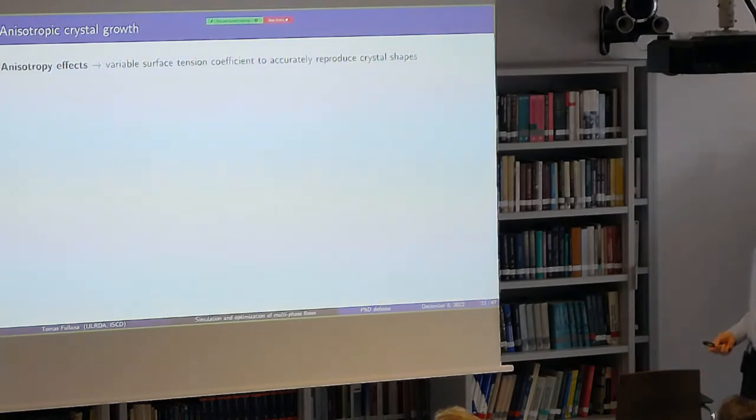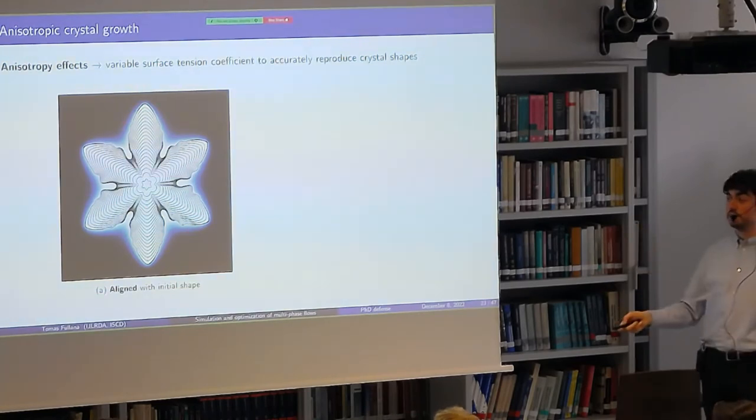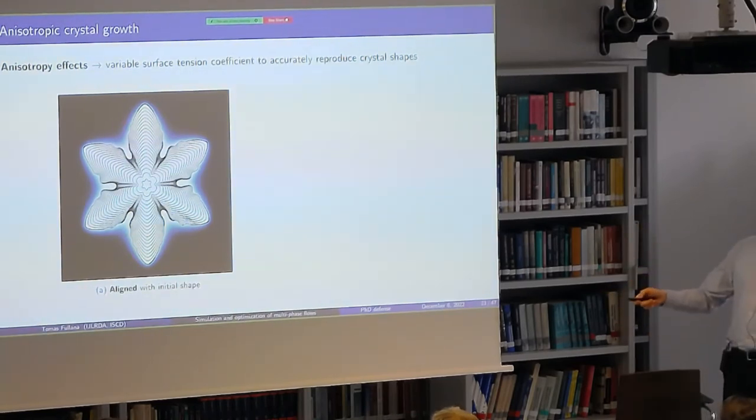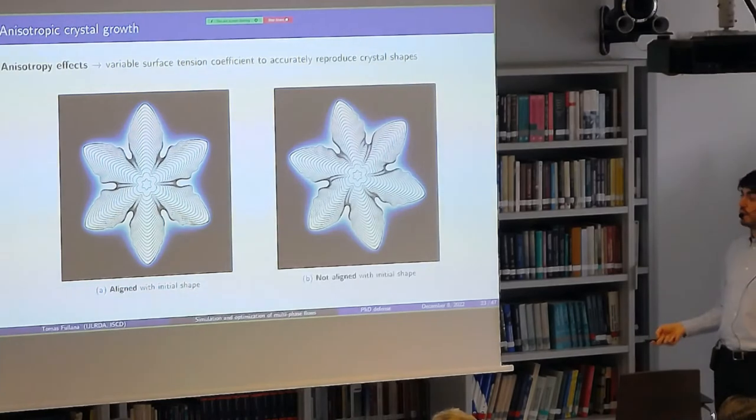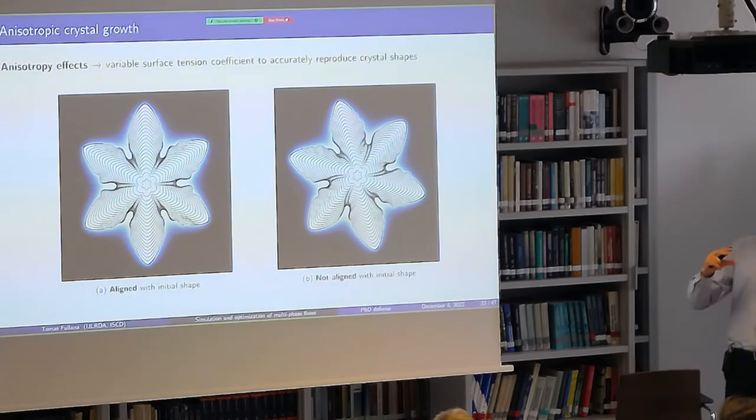Now, another thing that is really important if we want to simulate accurate crystal shapes is the anisotropy effects. So here we introduce a variable surface tension coefficient to simulate that. So for example, if we have the axis of symmetry of the anisotropy that is aligned with the initial shape of the crystal, we have this kind of simulation where we see no rotation of the tips with respect to the initial one. Now, if we impose another axis of symmetry that is a bit shifted with respect to the initial one, we see the tips rotating towards the symmetry axis. And this is very useful for computing the crystal shapes.